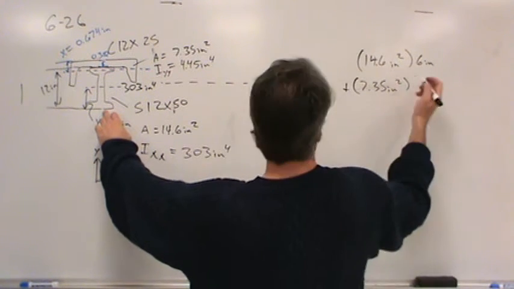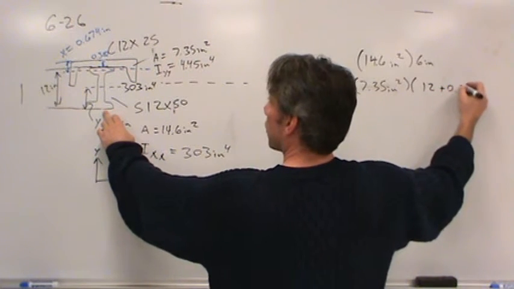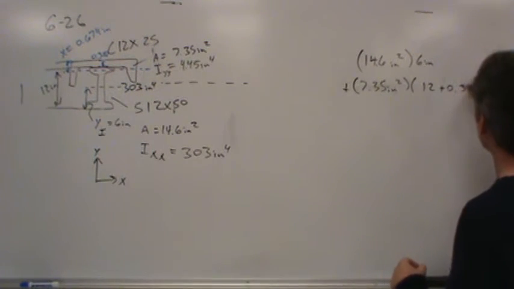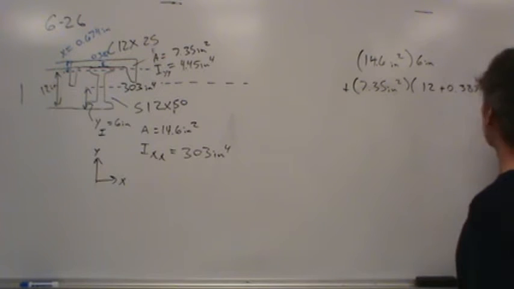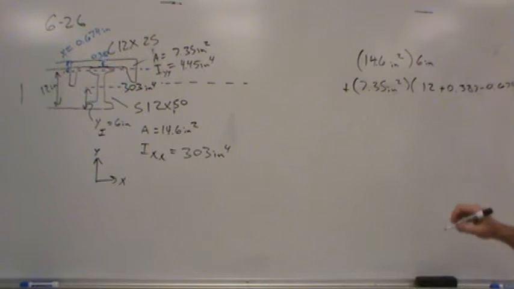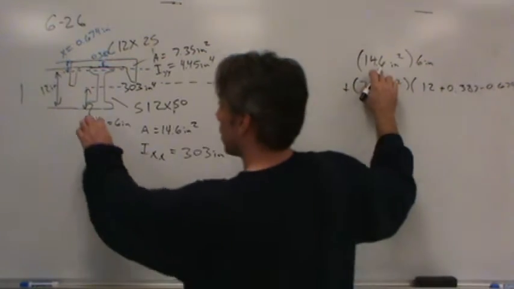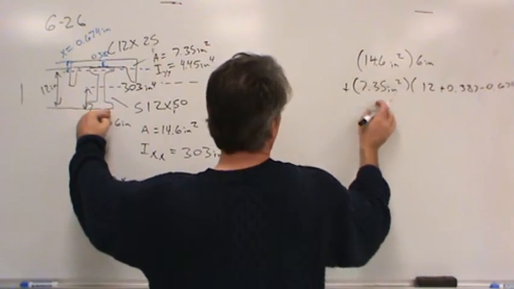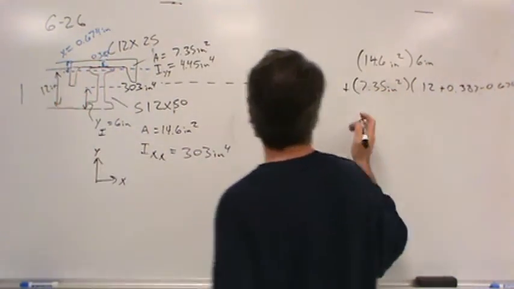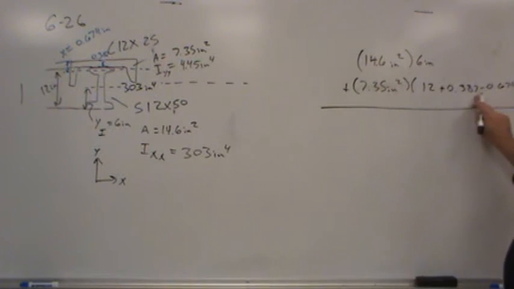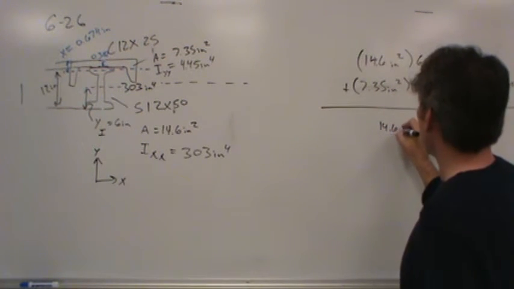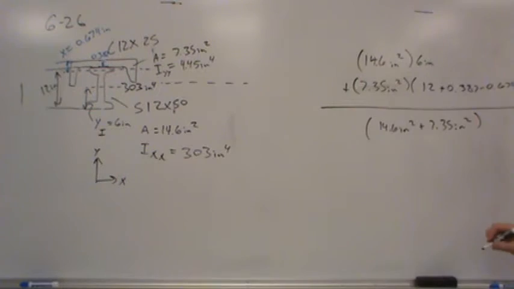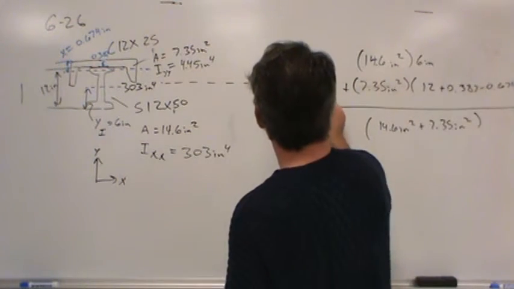Oh, here we go. 12 plus 0.387 less 0.674 inches. Okay, so that should give us the area here multiplied by its centroid from here, and the area here multiplied by its centroid. All of that has to be divided then by the total area, so 14.6 square inches plus 7.35 square inches. So this should give us the centroid location.